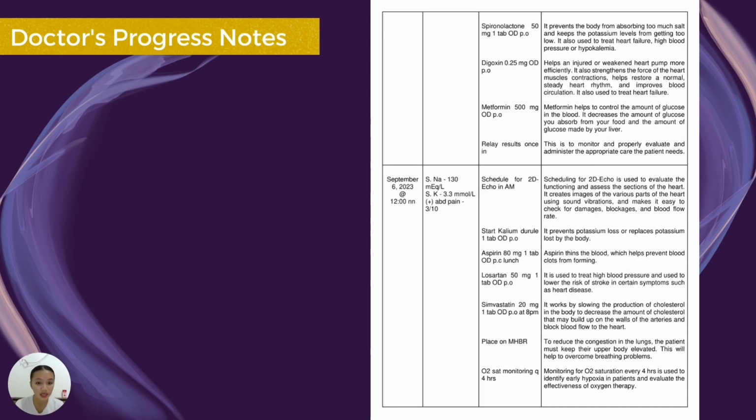Now we have to place the patient on MHBR, or the moderate high back rest, to reduce the congestion in the lungs. So the patient must keep their upper body elevated, and this will help to overcome breathing problems since it will allow lung expansion. Now, for the O2 sat monitoring every 4 hours. So, by monitoring for oxygen saturation every 4 hours, this will help identify early hypoxia in patients and also evaluate the effectiveness of the oxygen therapy being administered to our patient.